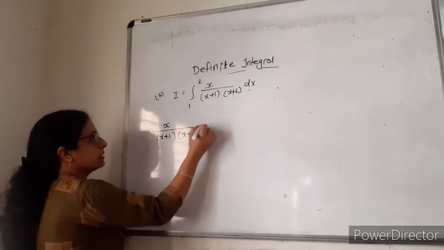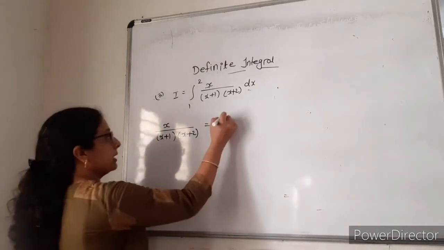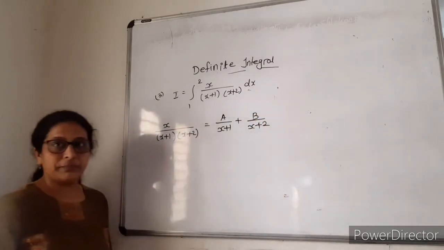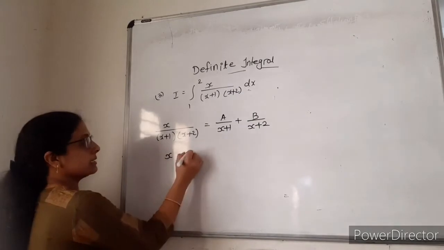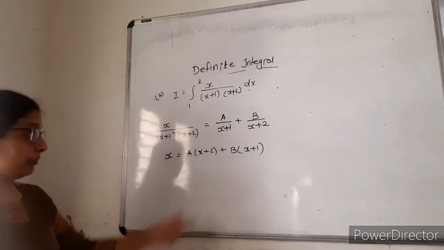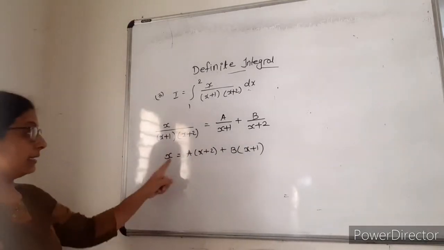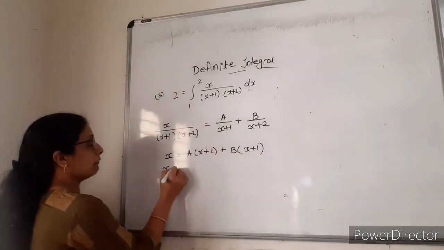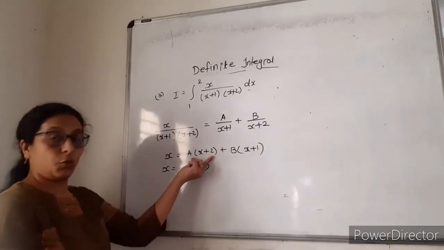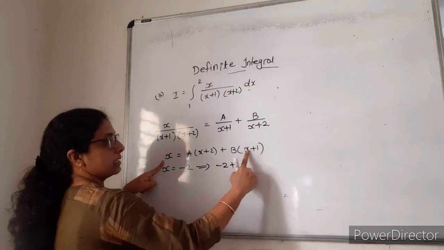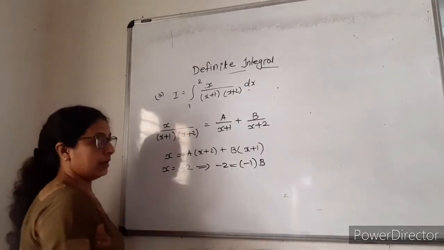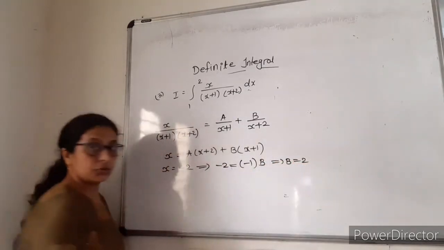upon x plus 1, x plus 2 is equal to, what to do is, a upon x plus 1 plus b upon x plus 2, right? And that is x is equal to a(x plus 2) plus b(x plus 1). Now take the value of x differently and get the value of a and b. So if x is equal to minus 2, we will get here this is 0. Minus 2 plus 1, that is minus 1 b. So we will get here b is equal to 2.